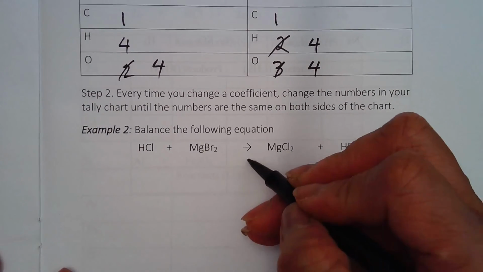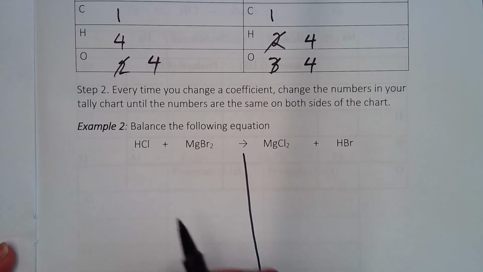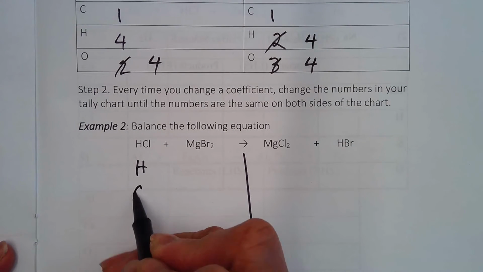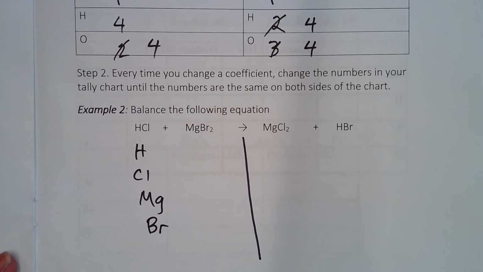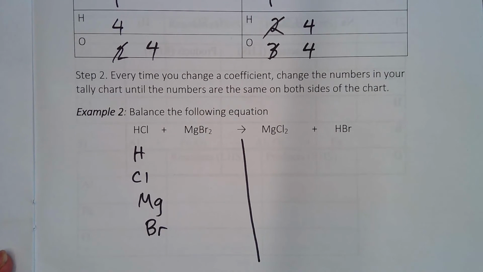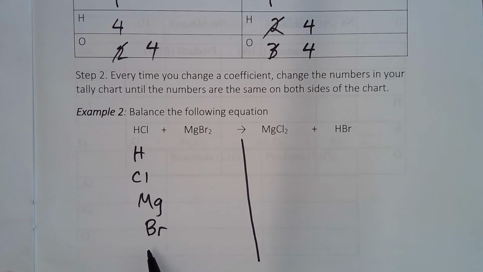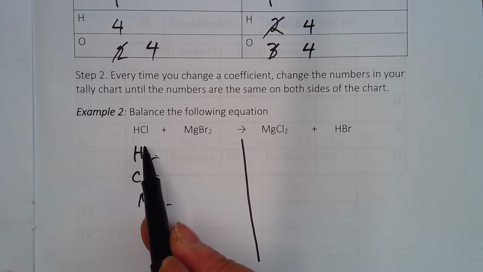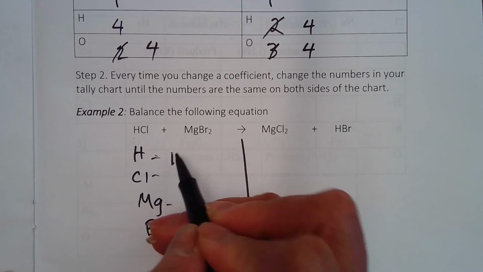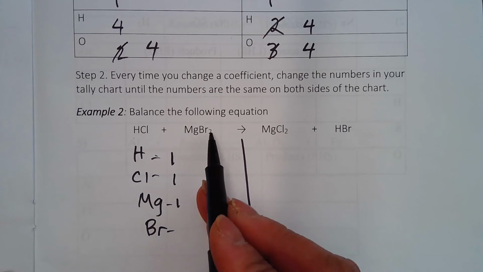Okay. Let's try the second example down here. So here's what I'll do again. Draw a line right underneath the arrow. Let's write down the elements of each one. So H, Cl, Mg, and Br. You notice that I'm writing the elements. I'm not writing any numbers here. So even though this one is Br2, I leave it as Br, and then I just look at what they have. Okay, hydrogen, how many on the left? One. How many chlorine? Only one.